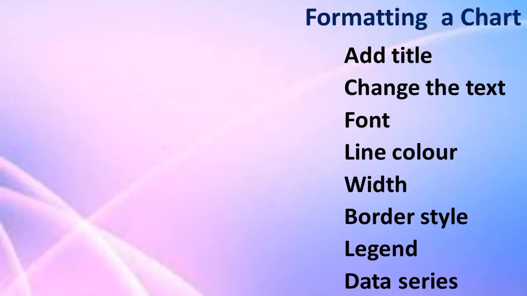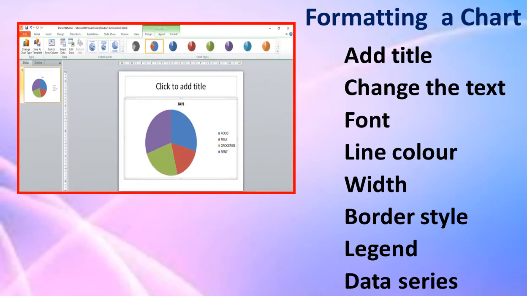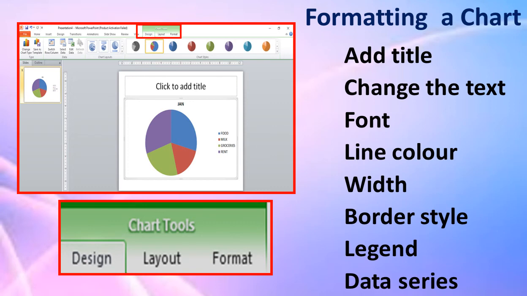We will now learn to format your chart. Formatting improves the appearance of a chart. So we can format the chart to add title, change the text, font, line color, width, border style, legend, and data series. There are three important tabs, your design tab, layout tab, and format tab, which contain various chart tools and commands that allow you to modify and format the chart.